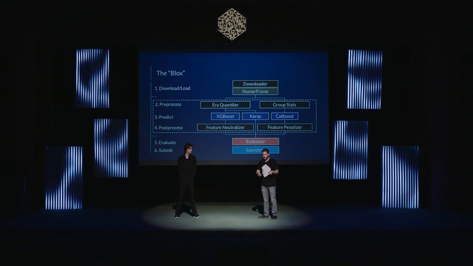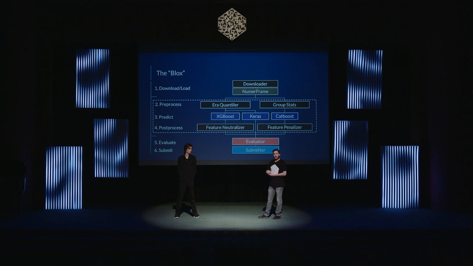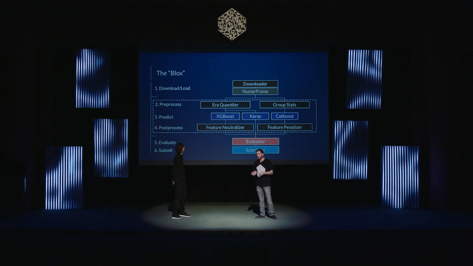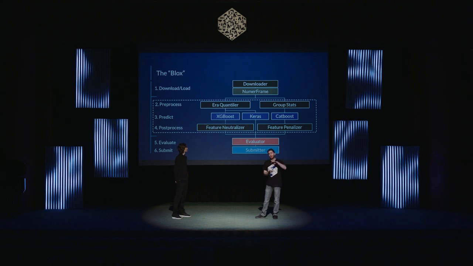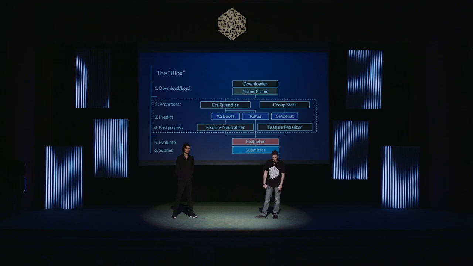Then the magic and the creativity happens in this dotted lined box, which we call the model pipeline. It consists of preprocessors, an example being an era quantiler. That's a common transformation you would use in signals, where you want to group by era, and then quantile all the features within that era. Next, you'd pass that data on to a model. So this is what you'd already be familiar with, Keras, XGBoost, whatever. It can even be a whole sklearn pipeline.